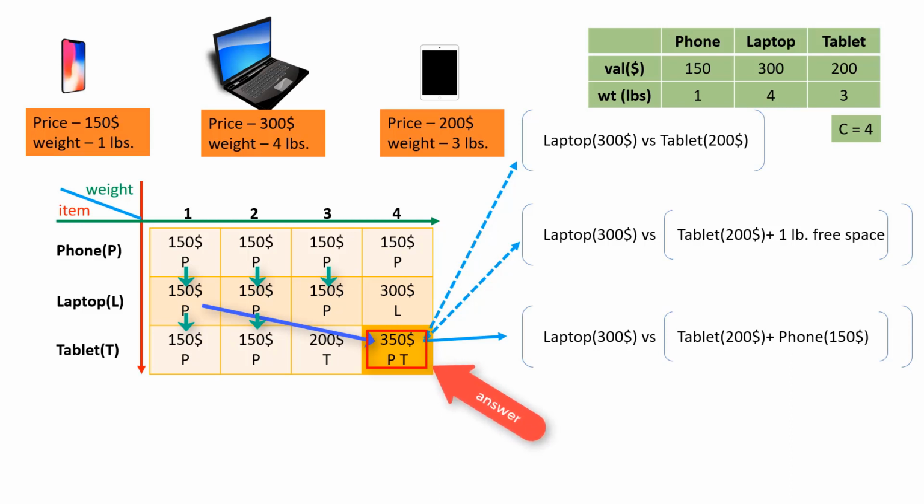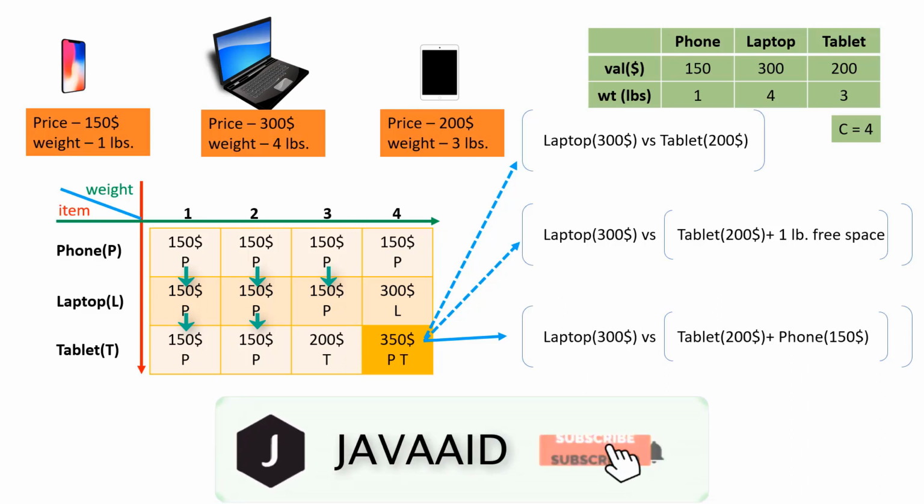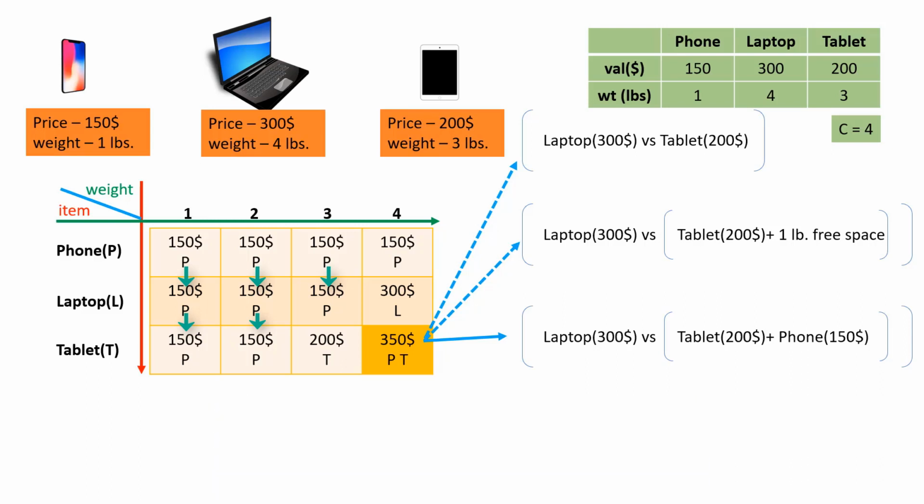The final grid looks something like this. And here is the answer. The maximum value that will fit into the knapsack is $350, which is made up of tablet and phone. Maybe you think that I have used a different formula to calculate the value of that last cell. That's because I skipped some unnecessary complexity when filling the value in the earlier cells.